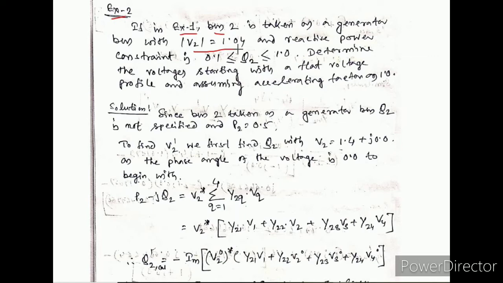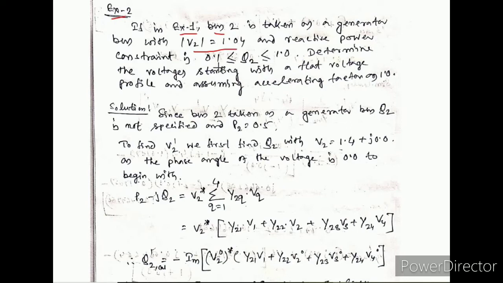Whenever a generator bus is given, definitely there will be a reactive power limit, because the alternator is solely responsible for generating the appropriate reactive power. So for the generator bus, we need to check how much reactive power is there on that bus. That is why for the generator bus there will be a given reactive power limit, because by using excitation control, we can control the reactive power of the system using the alternator.